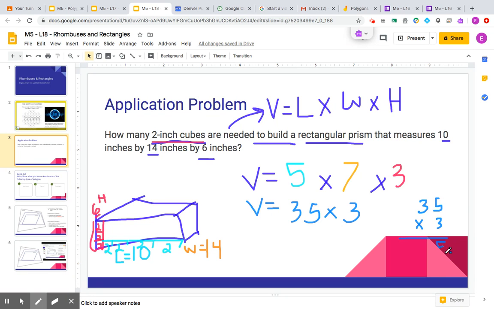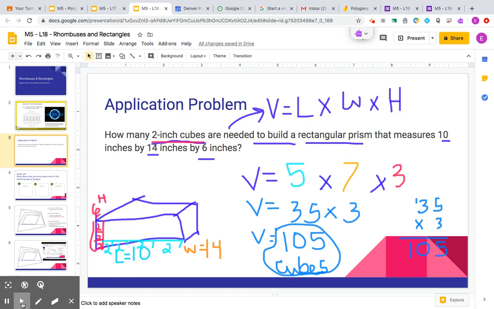5 times 3 is 15. 3 times 3 is 9, plus 1 is 10. My volume is 105 cubes. I used 105 cubes to build my rectangular prism because these cubes were 2 inches.